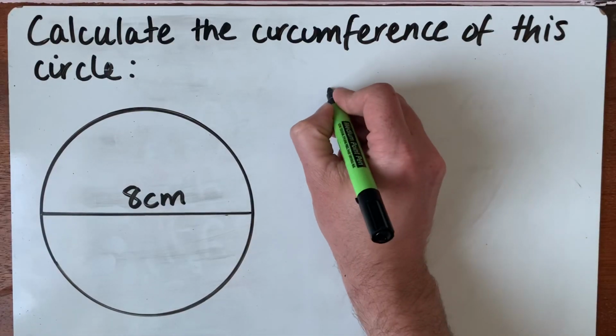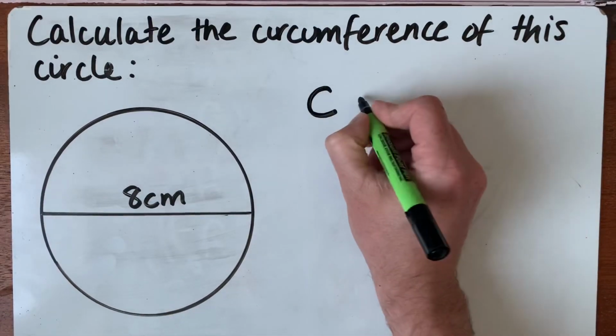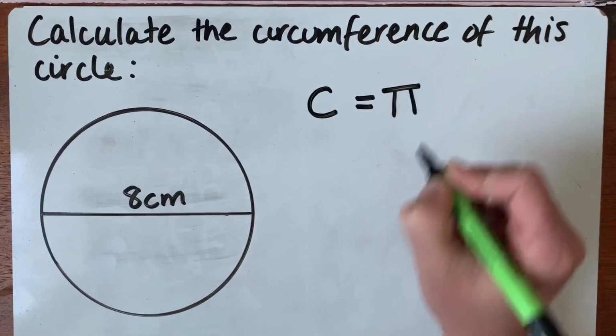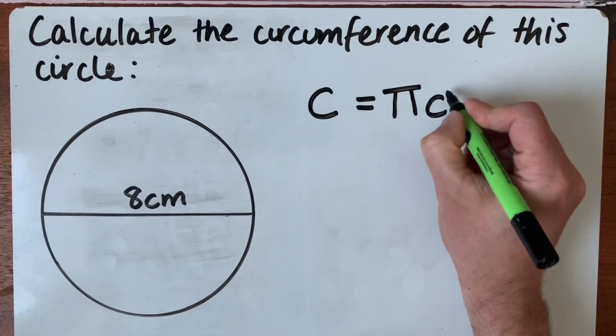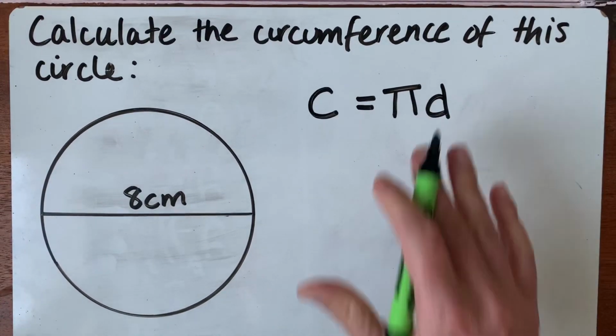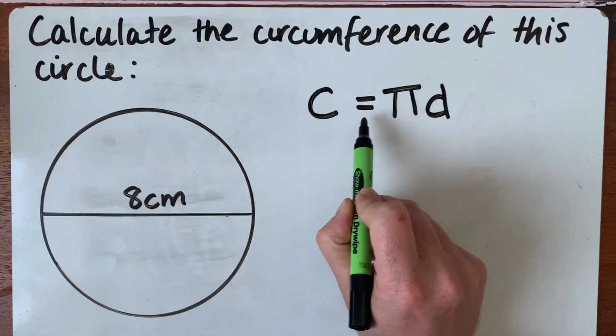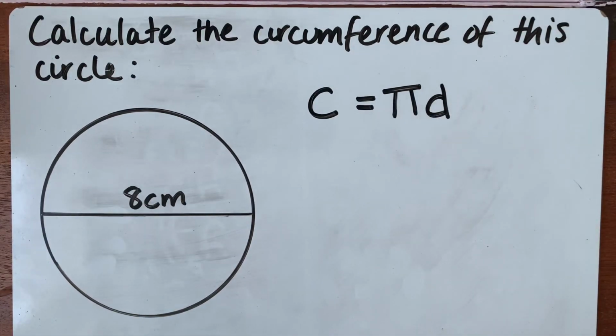It is that the circumference C is equal to pi, we'll discuss pi in just a little second, multiplied by the diameter. Now you'll notice I didn't write a multiplication sign. In maths, if we have two letters next to each other or a letter and a number, it means that they are multiplying. So this means the circumference is equal to pi multiplied by the diameter.